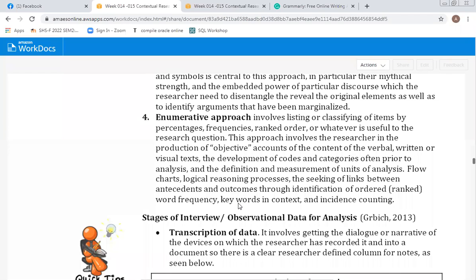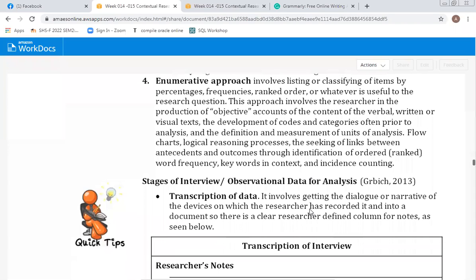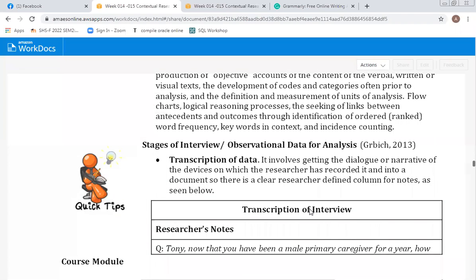Okay, next. Stages of interview, observational data for analysis. Okay? How do you do interview, class? Sino na ang naka-experience gumawa ng interview? When you do research, it's inevitable. You have to talk, you have to question people, you have to go out of your comfort zone. Labas ka ng school, labas ka ng bahay, kasi you have to gather data eh. Oo, you have to gather data.